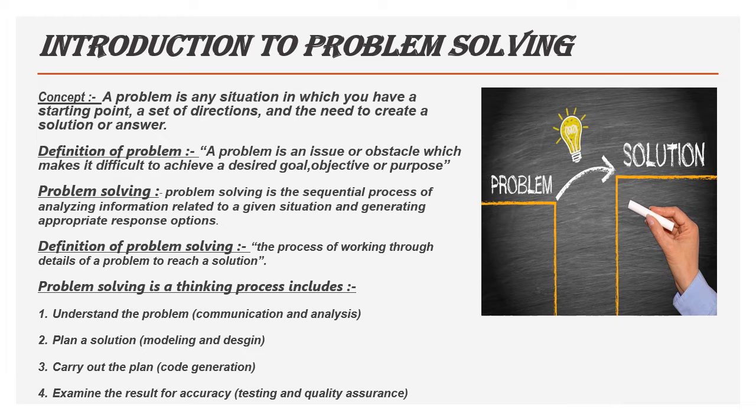So whenever there is any problem, we have a set of directions to create a solution or answer. Now, the definition of a problem. The basic definition of a problem is: a problem is any issue or obstacle which makes it difficult to achieve a desired goal, objective, or purpose. So whenever there is any issue or obstacle which makes it difficult to achieve a goal, that is the basic definition of a problem.